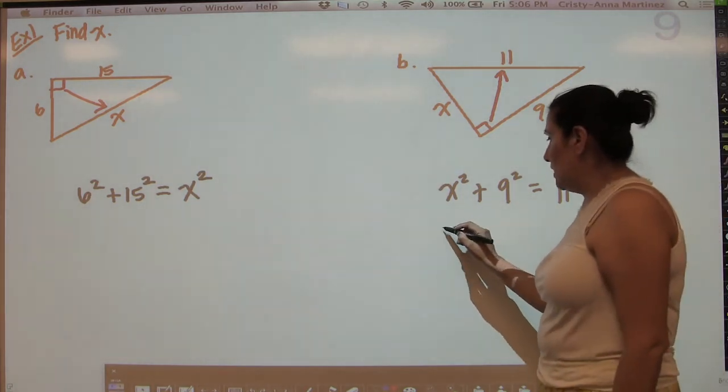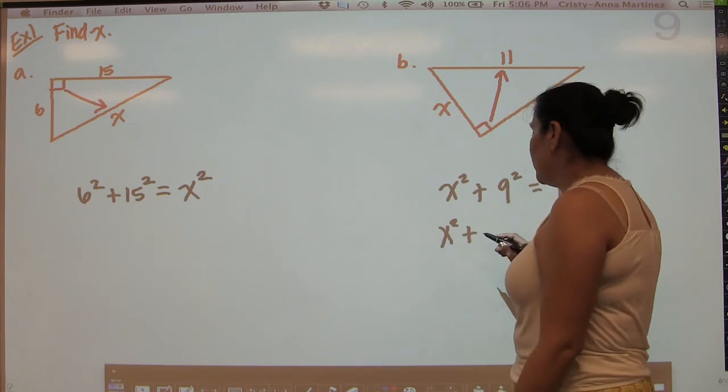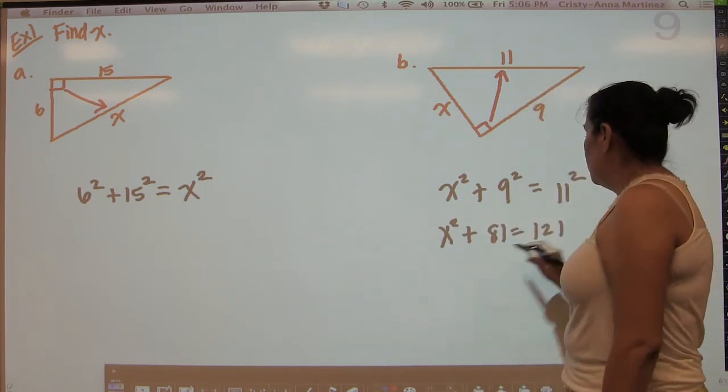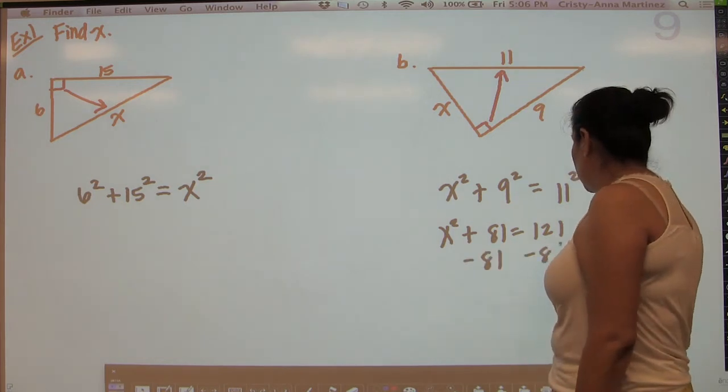So in this case, we're going to get x squared. 9 times 9 is 81, and 11 times 11 is 121. Then we subtract 81 from both sides.